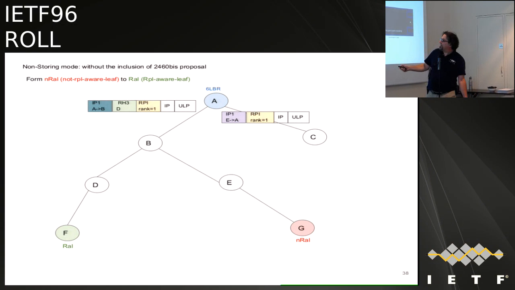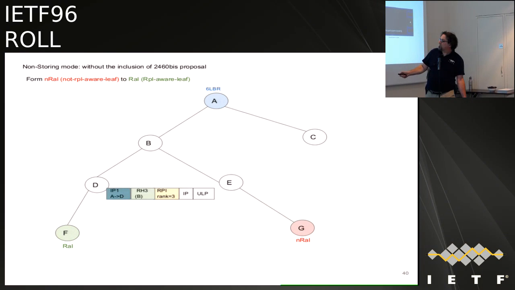So he receives this E to A. He receives this packet. He rips off this stuff. I tried to make different colors. And he adds an IP packet with an RH3. So it's addressed to B. Next hop is D. And it gets consumed. And the packet gets removed.